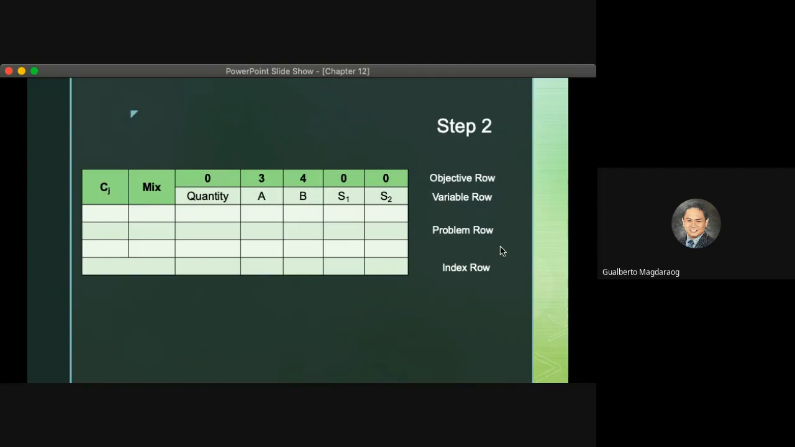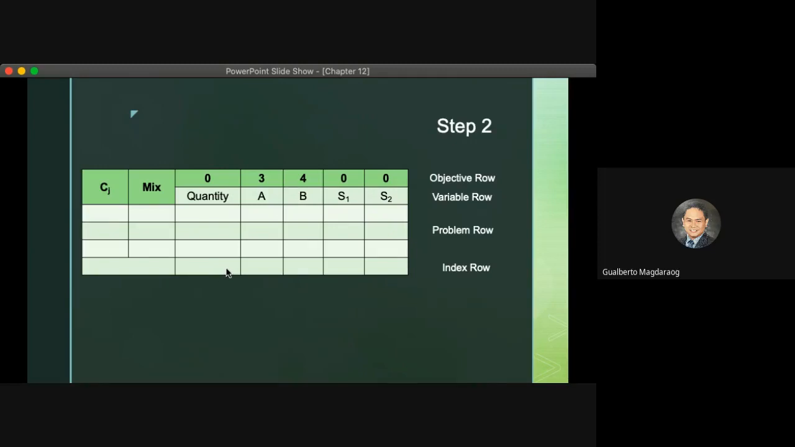Next, let me just mention first the parts of the tableau. The third up to fifth row are the problem rows. Dito tayo magsasagot. And this is where we'll do our computation, our arrangement. The index row, or the last row, will also be our benchmark, kaya sa tinawag na index, whether we were able to reach the maximum combinations of quantity already. Dito tayo titingin sa baba.